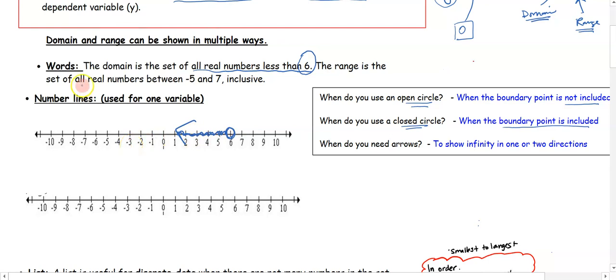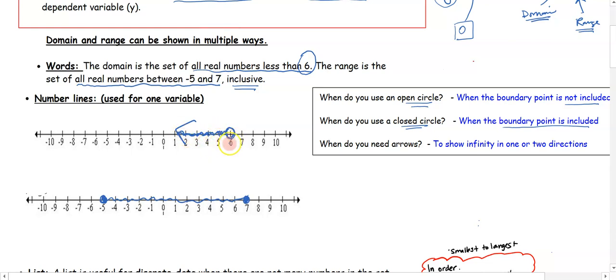Or I could say all real numbers between -5 and 7. So all real numbers between -5 and 7 has two boundary points, -5 and 7, and all the numbers between. Now I also have the word that says inclusive. So inclusive means you include those boundary points. So I'm going to color them in. So how would I write this mathematically?